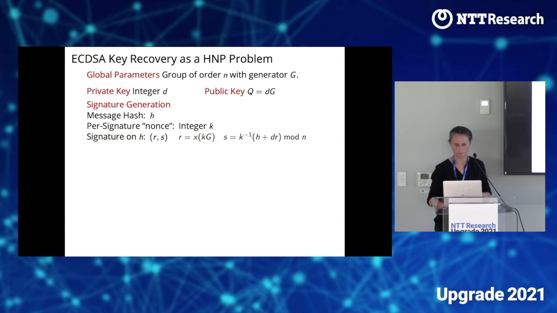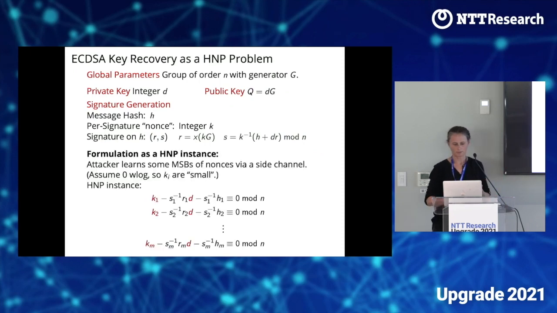And just to put this in very concrete terms for the ECDSA signature recovery problem, this is exactly the problem that we're trying to solve when trying to break ECDSA in the context of a side channel attack. So we just write out the coefficients in terms of the signature values that we know as the attacker.